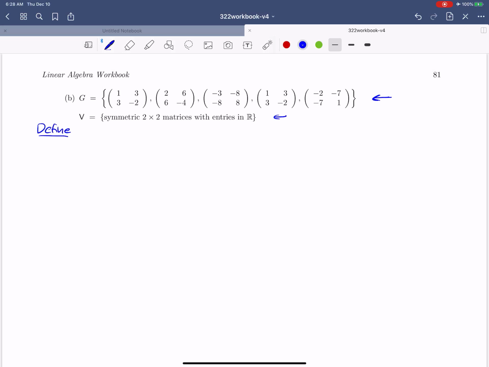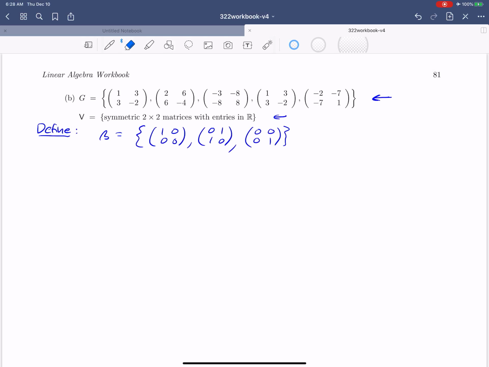We have a nice basis that we generally use when we talk about symmetric matrices. You might remember it when I write it down. It looks like this: 1, 0, 0, 0; 0, 1, 1, 0 is our second one; and 0, 0, 0, 1. Remember, a symmetric matrix is just a matrix that equals its own transpose. So all of the matrices in G are symmetric because these two entries are the same in all of those matrices.